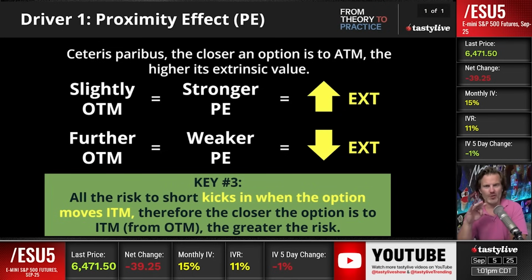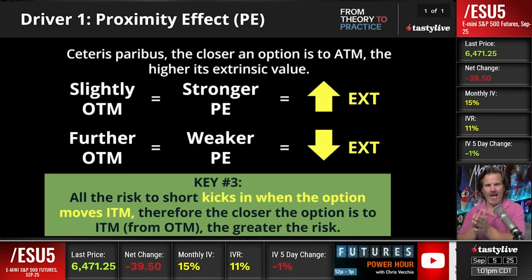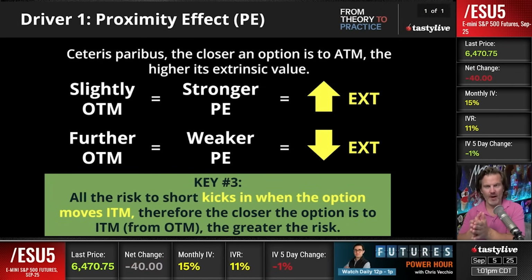This last one, driver number 3, is where the rubber really hits the road. This is where it begins to get a bit more challenging to understand why this impact is driving extrinsic value and what is the root cause of what's happening here. So ceteris paribus, the closer an option is to at the money, the higher its extrinsic value.